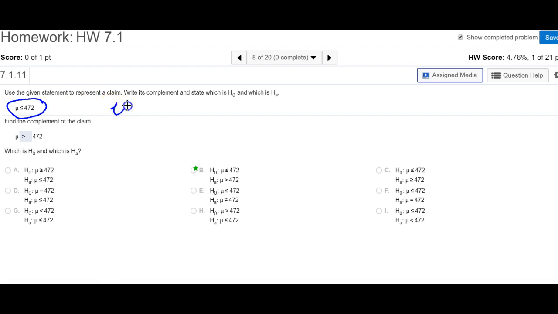I know the opposite of less than or equal to is greater than 472. So the opposite of less than or equal to is greater than. Now I have to decide which is what. Mu is less than or equal to 472. So my H0, let me write that here: I have mu is less than or equal to 472. And the complement of this is mu is greater than 472.